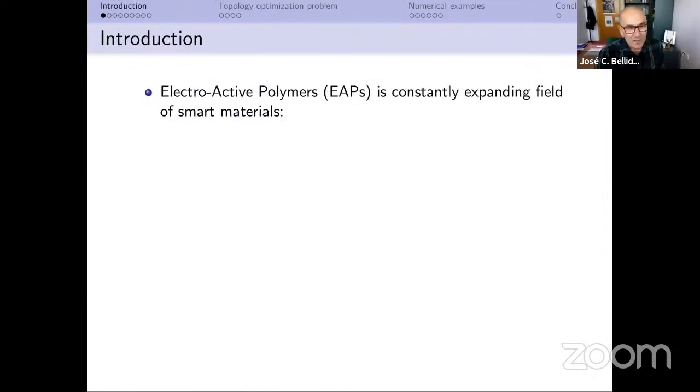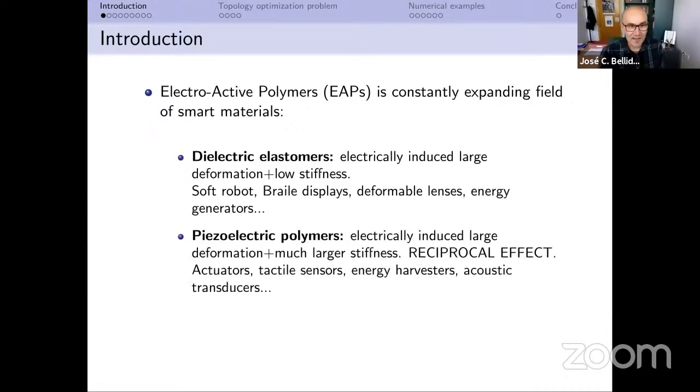Well, we are concerned with electroactive polymers, which is now a very intense area of research within the framework of smart materials. Particularly, we are interested in dielectric-elastomers and piezoelectric polymers. Dielectric-elastomers are a material which experience electrically induced deformation, moderate or large deformation, and additionally have very low stiffness. So those are suitable for many applications, such as soft robots, deformable lenses, and so on.